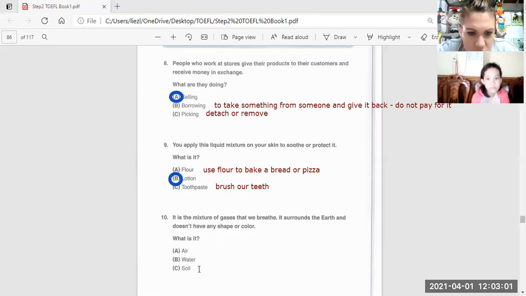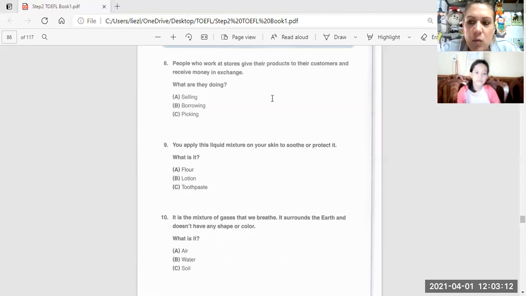Okay, air, yes, water, and soil is the ground for the trees or flowers. Okay. What is borrowing? Borrowing is you take something from someone and you do not pay for it. Yes, good. What is a lotion? I forgot that word. You put it on your face to smooth it. Yes, to smooth it. What is toothpaste? The thing that we need to brush our teeth.